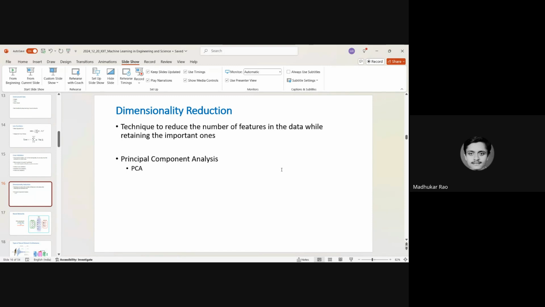Dimensional reduction: you want to reduce the number of features in the data while retaining the most important ones that are critical for the accuracy of your model. A typical approach is called principal component analysis, or PCA. And interestingly, I believe it was invented in the 1940s by an Indian mathematician named Kosambi. He was a co-inventor of this technique.